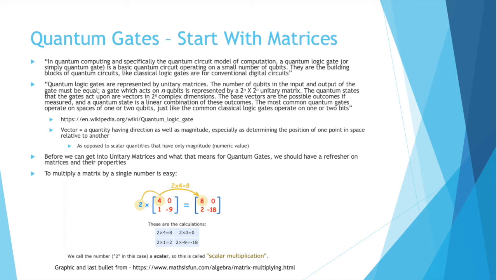So a matrix, again, has a width and a length. It has rows and it has columns. In the picture on this slide, I have a 2 by 2 matrix that has 4, 0, 1, and -9 inside of it. To multiply a matrix by a single number is pretty straightforward. In this example, we are multiplying by 2. You take the 2 and multiply it by each number inside the matrix, so that the resulting matrix is the same as the original matrix, but with each value being multiplied by 2. So the resulting matrix in this example is 8, 0, 2, -18. It's the original matrix times 2, each value times 2.